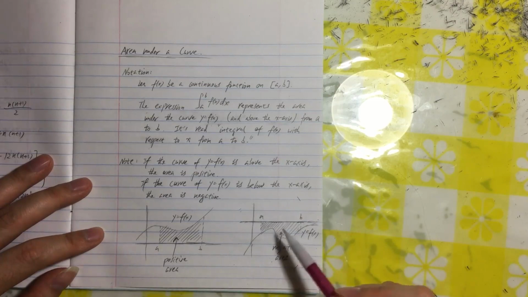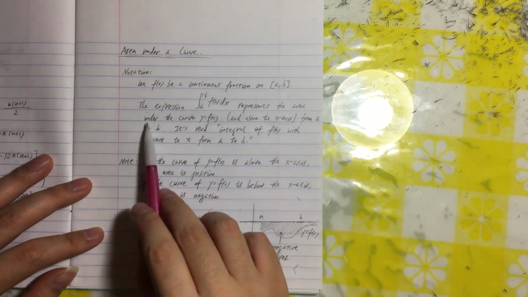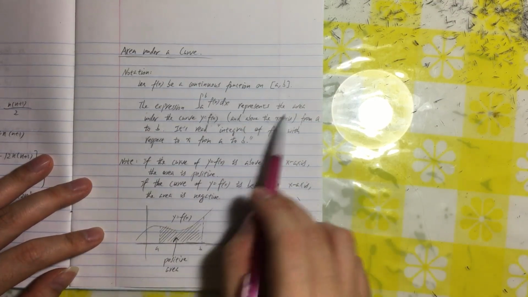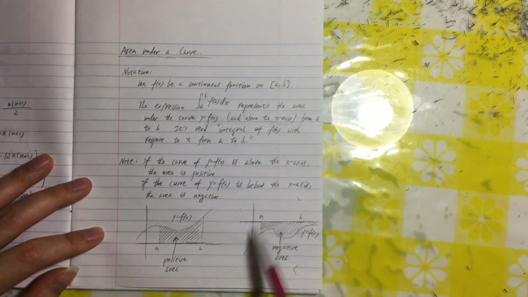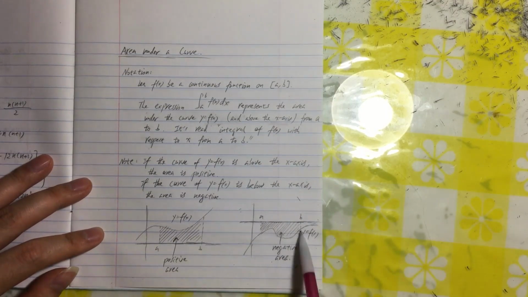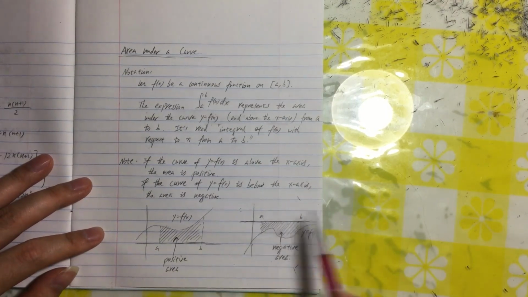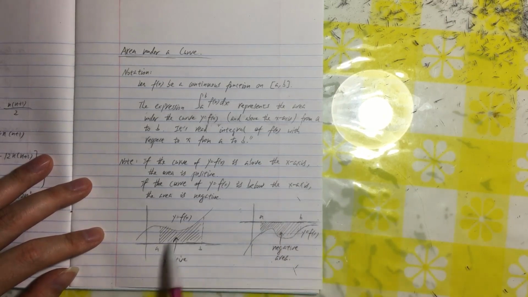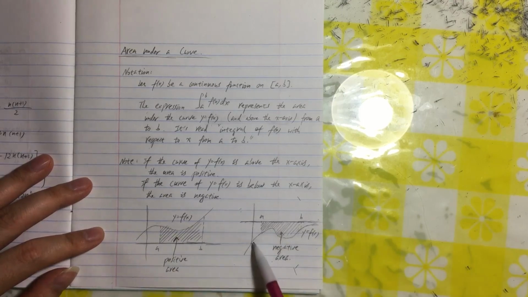It's an opposite. Positive area is the area under the curve above the x-axis. But this area is an opposite. It's an area above the curve, below the x-axis. That's why this is negative area. So, if a curve is above the x-axis, the area is positive. If a curve is below the x-axis, the area will be negative.